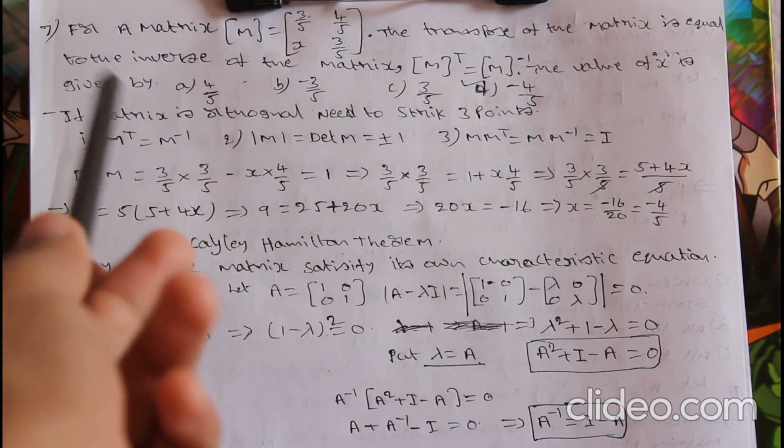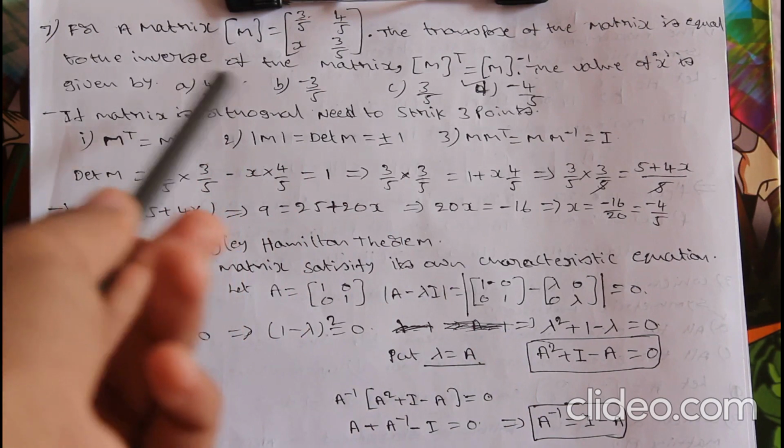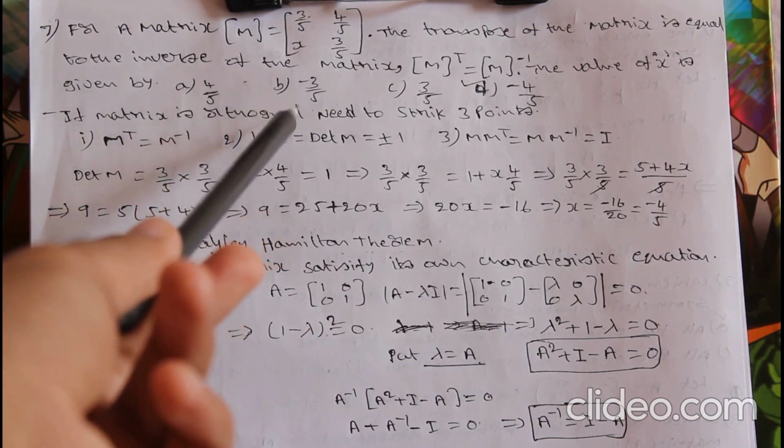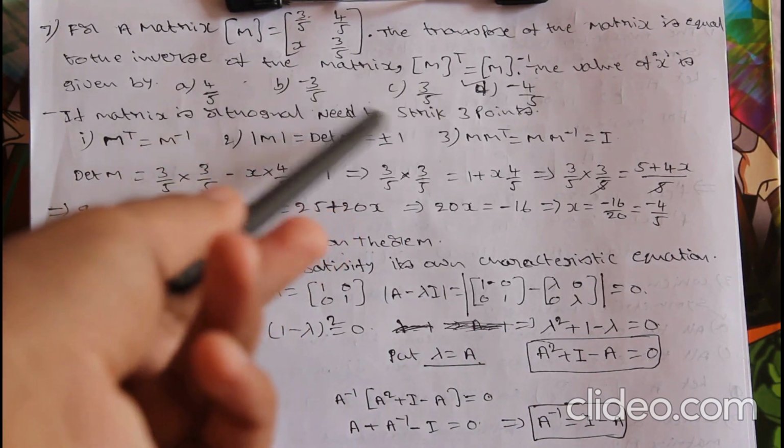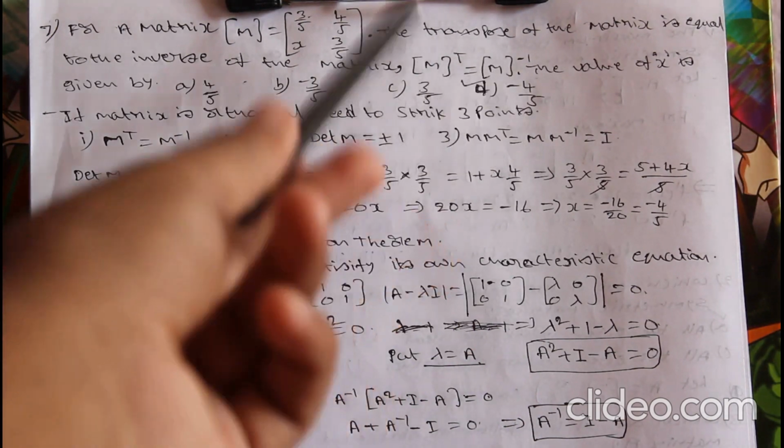That is the answer. Look at the options given. Option A is 4/5, not correct. Option B, minus 3/5, not correct. Option C, 3/5, not correct. Option D, minus 4/5. So option D is correct.